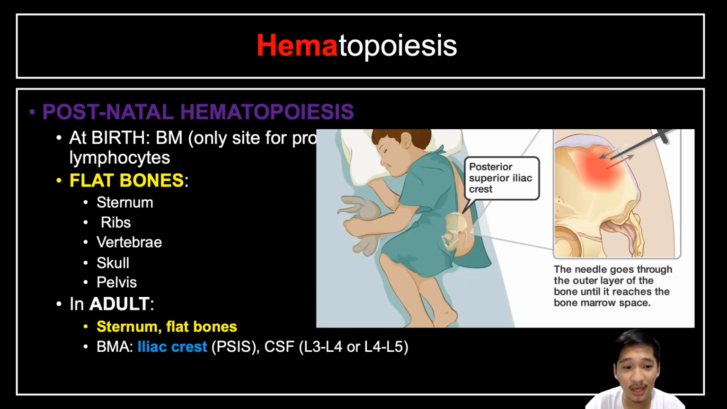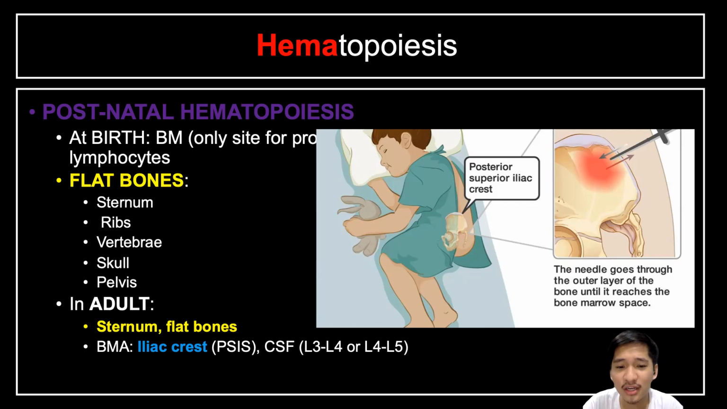Just nice-to-know information: when we do bone marrow aspiration or bone marrow biopsy, we do it on the iliac crest, specifically the posterior superior iliac crest or iliac spine. As you can see in the picture, the needle goes through the outer layer of the bone until it reaches the bone marrow space. Again, the location of our bone marrow aspiration is the posterior superior iliac crest.